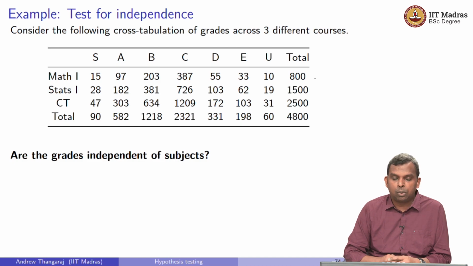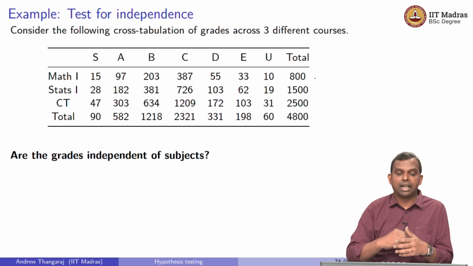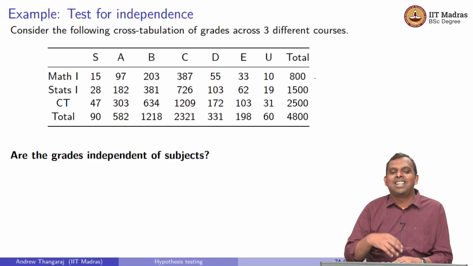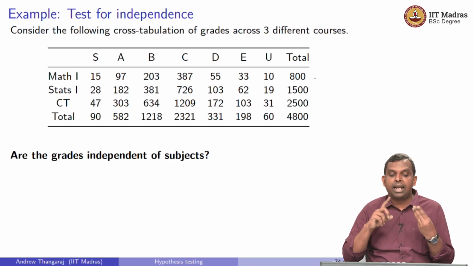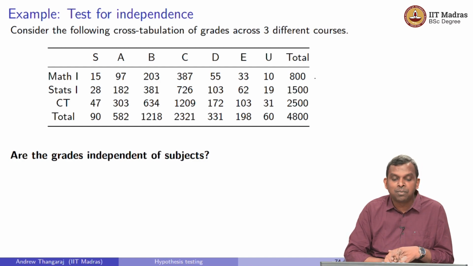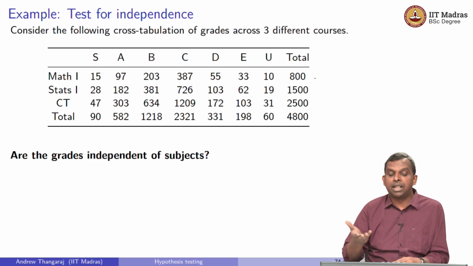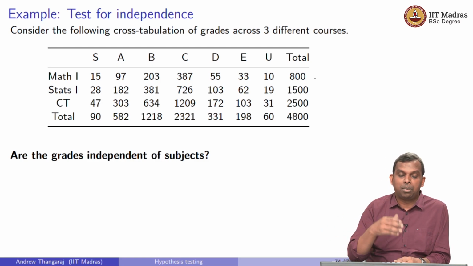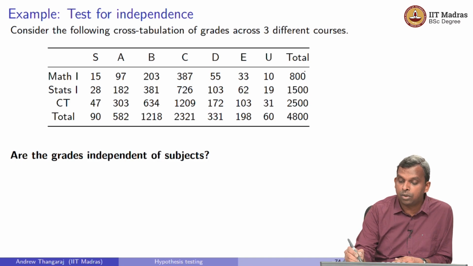Okay, so quite often you have observations which you put down in a table like this. Here's a cross-tabulation. Let's say there are students who have grades in 3 different subjects, 3 different courses, Math 1, Stats 1 and CT, right. So 3 different subject names, and there are 7 grades, and at the end of a term we went and tallied and looked at this, right. So how many people got S in Math 1, how many people got A in Math 1, like that, and there were 800 students in Math 1.